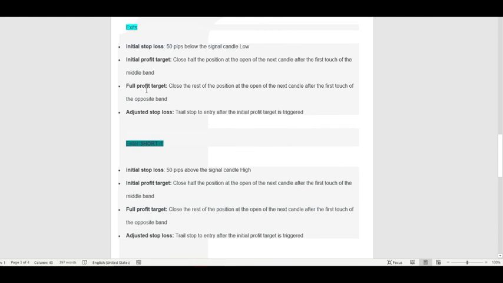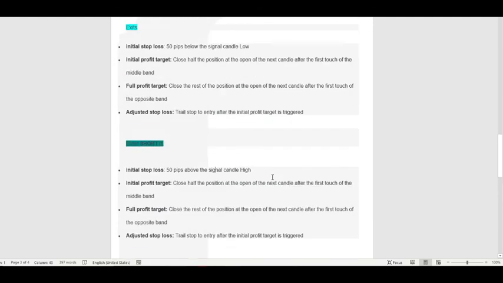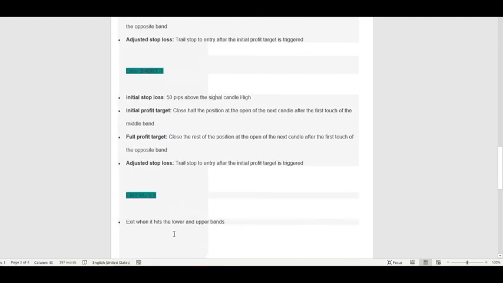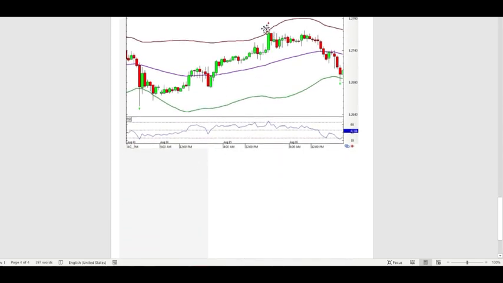So what about the full take profit? Close the rest of the position at the opening of the next candlestick after the touch of the opposite band. So you close the 50% here, then another 50% you close, you wait until this rides and hits the upper band. So the other 50% you close when it hits this. So you adjust your stop loss, you trail stop loss when you are now targeting the 50%. So you adjust it here.